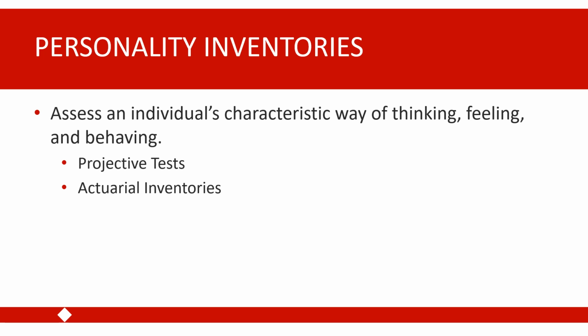In contrast, actuarial inventories characterize personality on the basis of empirical research. An actuarial inventory might be a set of self-report questions that's used to characterize different elements of personality, and the way that you interpret a person's responses is based on previous research and previous data that uses that measure to relate to different elements of personality, rather than the kind of theoretical and subjective interpretation that you see with projective tests. An example of an actuarial inventory is the Minnesota Multiphasic Personality Inventory.